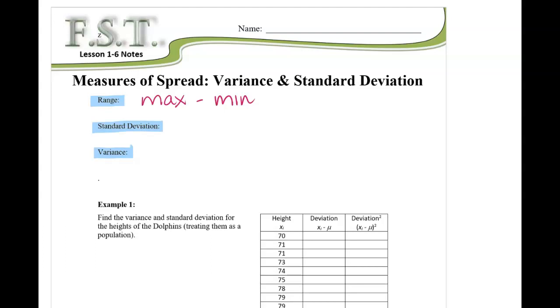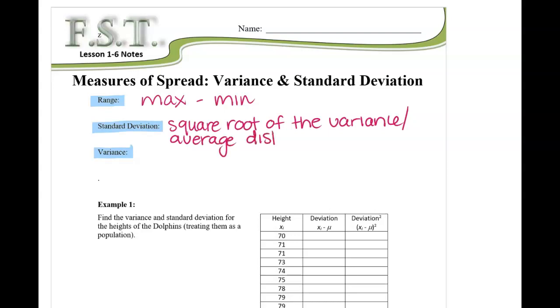Our standard deviation is, this is not the mean. We're writing the wrong thing, guys. Standard deviation is the square root of the variance, which we'll get to in a second, slash the average distance away from the mean.